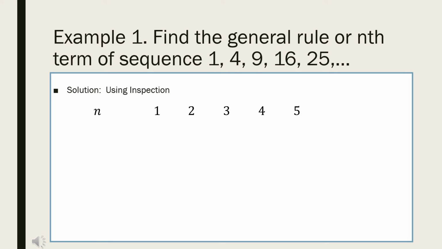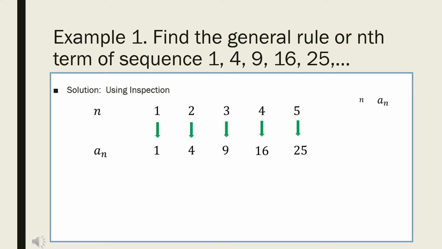Next is to write a sub n, which is its corresponding term. So here the first term is 1. The second term is 4, third term is 9, and then fourth term is 16. Fifth term is 25. After that, establish the connection from n up to a sub n. So inspection is just using your detective instinct, establishing the connection from one thing to the other, and then formulating a general pattern from it.